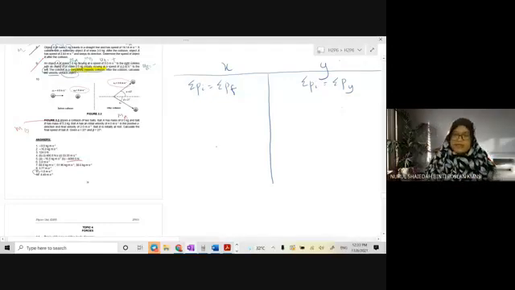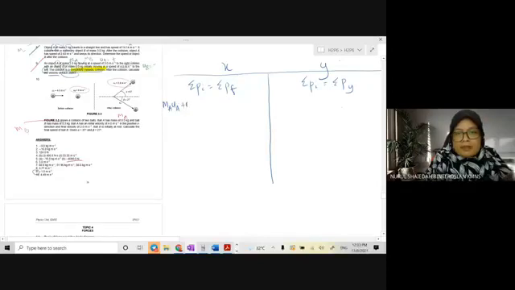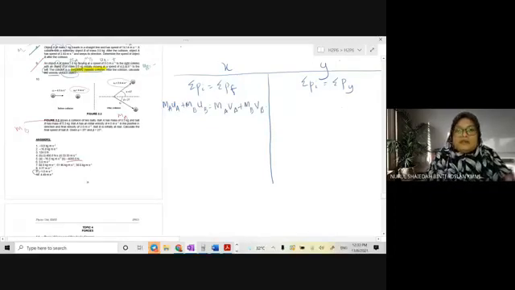Okay, so mula-mula sekali saya buat komponen X. If you look at my component X, dia moving dekat semua. Dia ada berapa objek? Tadi ada 2. So buat je. MA UA tambah MB UB equals to MA VA tambah MB VB.